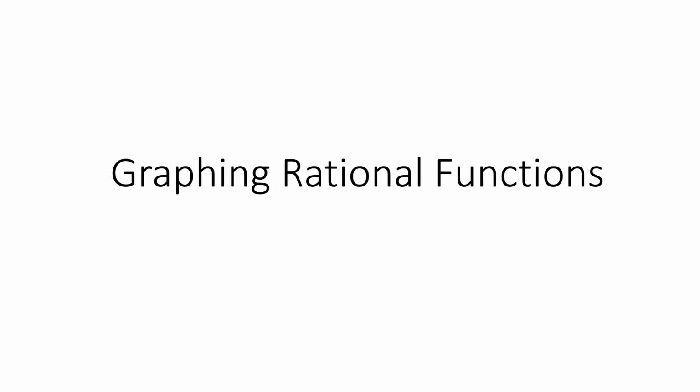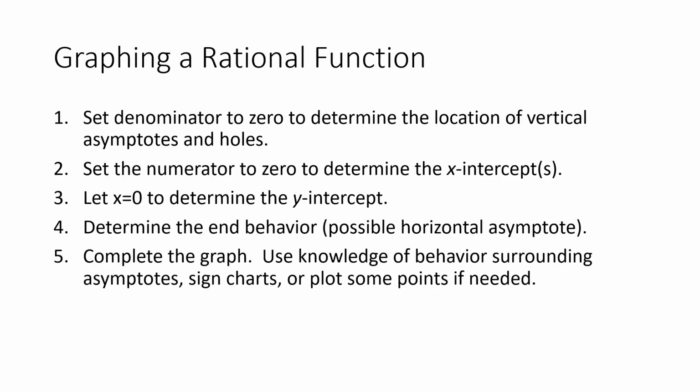Today we'll take a look at graphing rational functions. We'll highlight some steps that we can use to do that. It's going to relate to the information we previously discussed with rational functions. We're going to essentially set a denominator equal to 0 to look for the location of those vertical asymptotes and holes. We'll set the numerator equal to 0 in order to determine what those x-intercepts are. We'll let x equal 0 to determine what the y-intercept will be.